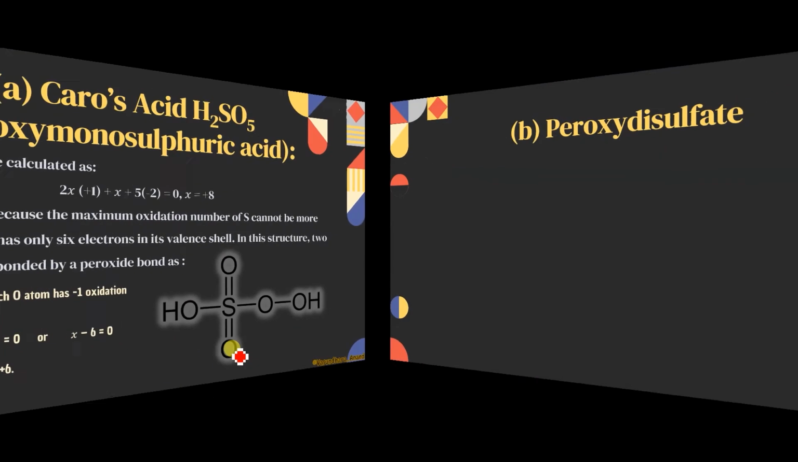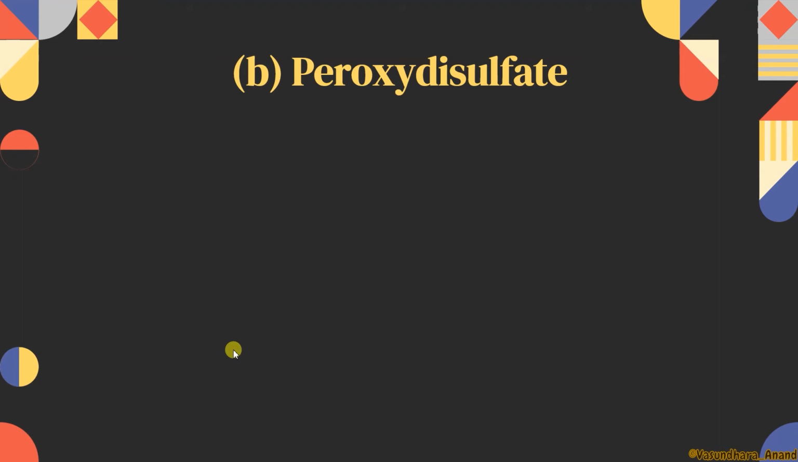Let's move to another example. Another example is peroxydisulfate. The formula is S2O8 minus 2. So again, find the oxidation number. So this is 2x. Yes. And this is 16. Can I say 2x minus 16 is equal to minus 2. So x we are getting plus 7.